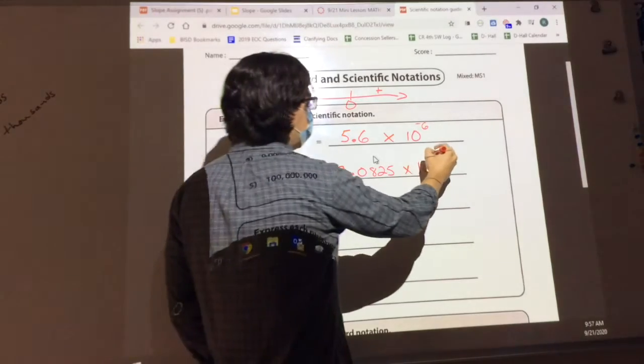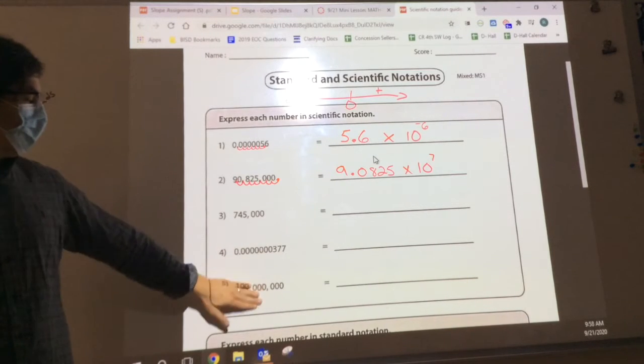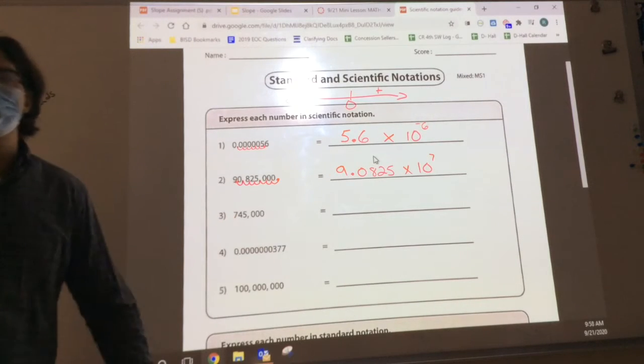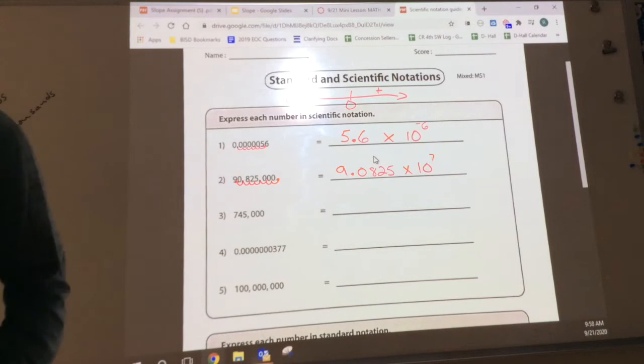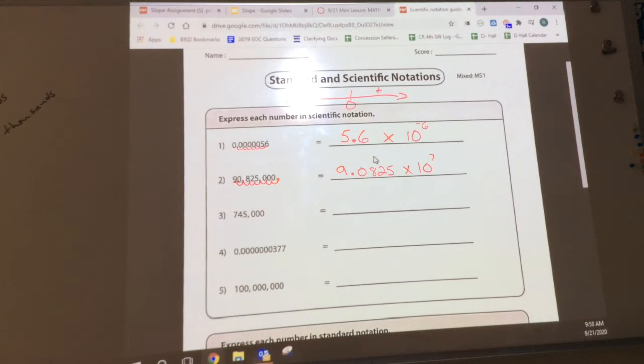Is it going to be a positive or a negative 7? Positive. Do you understand that? All right, here's what I want you to do. 745,000. I want you to write that down on your paper. 745,000. I want you to try to solve that one on your own. 745,000. I want you to try to write that in scientific notation on your own.